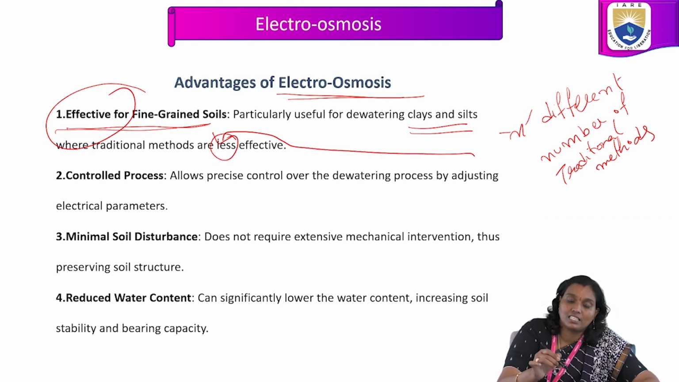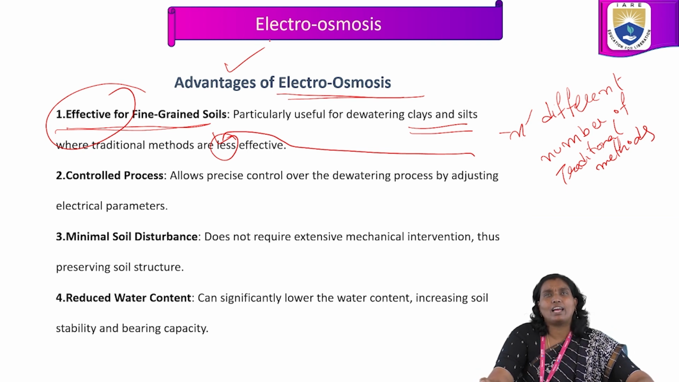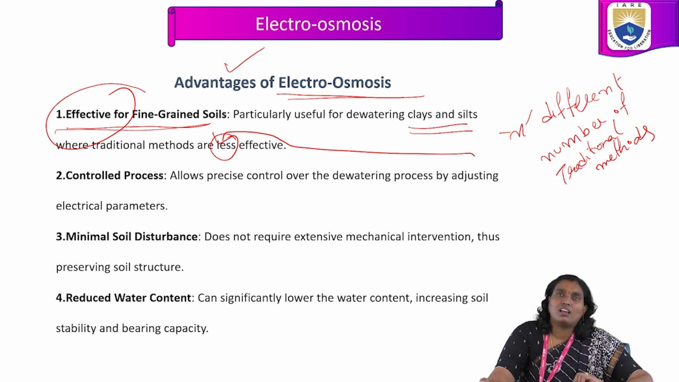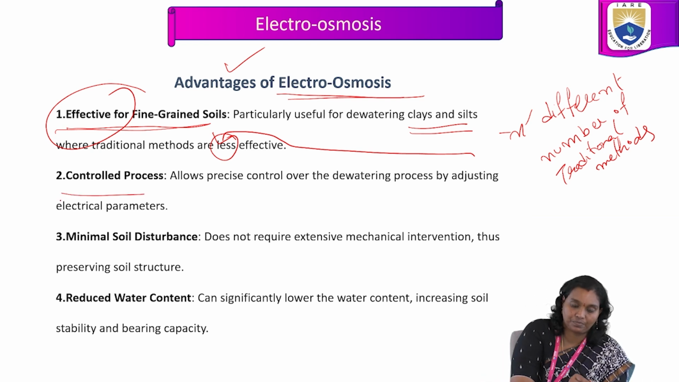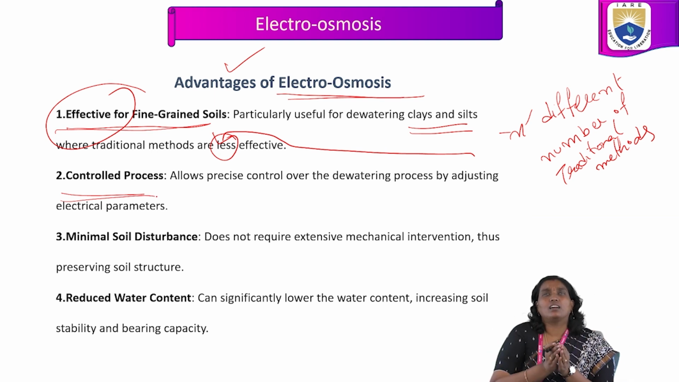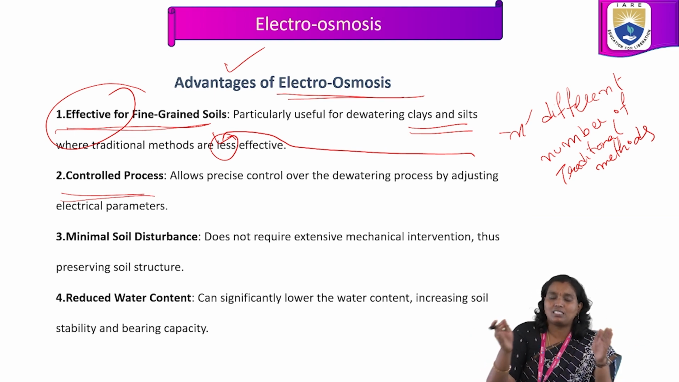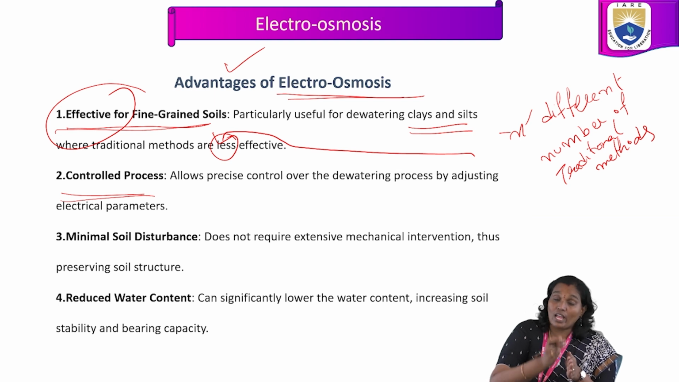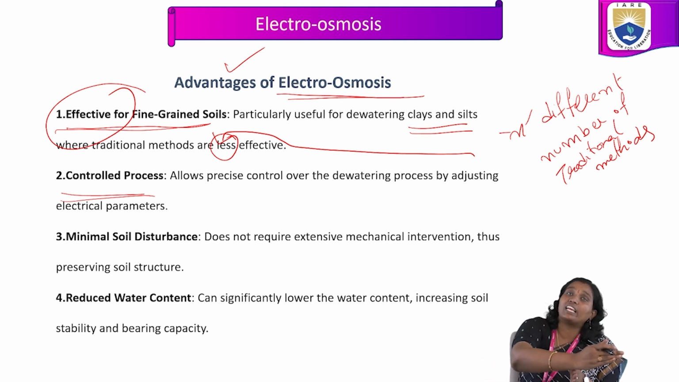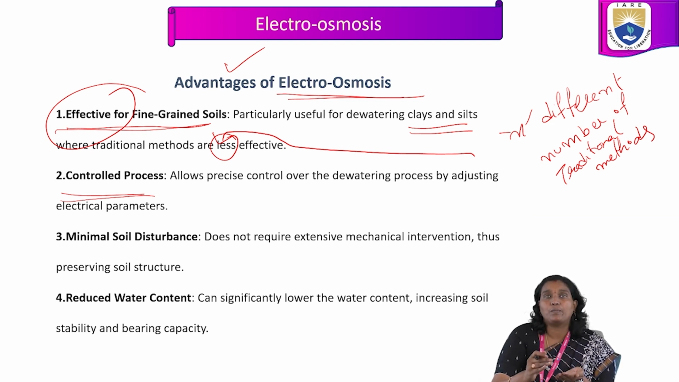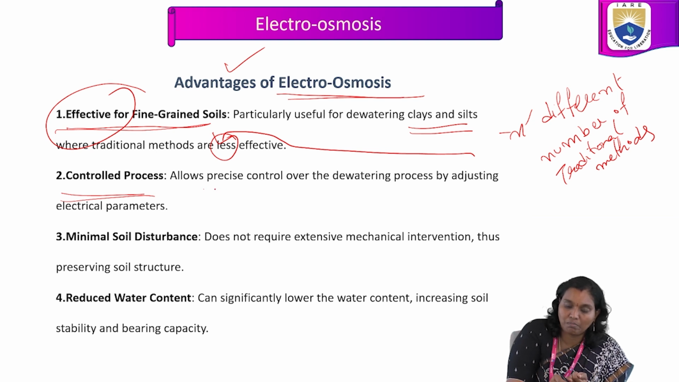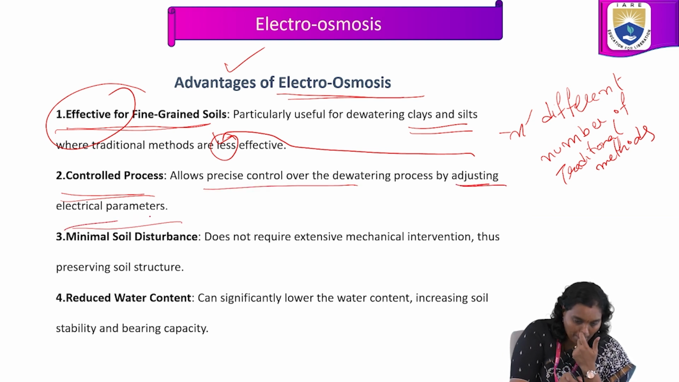This is the advantage of electro osmosis: we have to adopt the electro osmosis process for fine grained soils. And the next one is controlled process. It is totally controlled, all the parameters are under control, and we are monitoring level by level. There is a chance to monitor and allows precise control over the dewatering process by adjusting the electrical parameters.